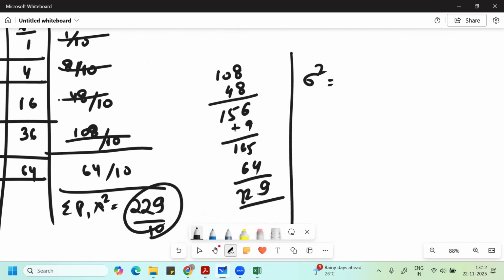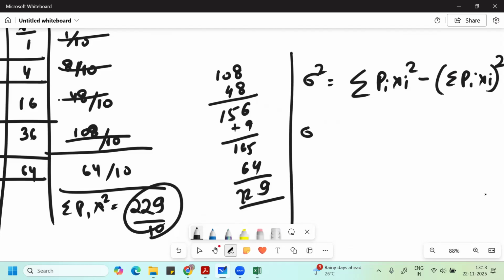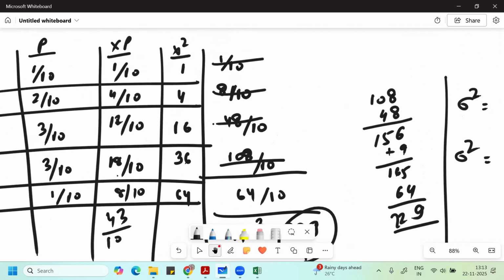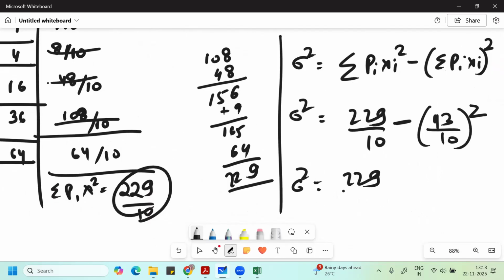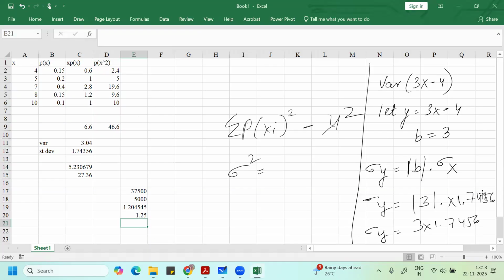Then what is the formula for variance? Variance is the sum of pi into xi square minus the whole square of the summation of pi into xi. So the variance would be equal to 229 by 10 minus the square of 43 by 10.